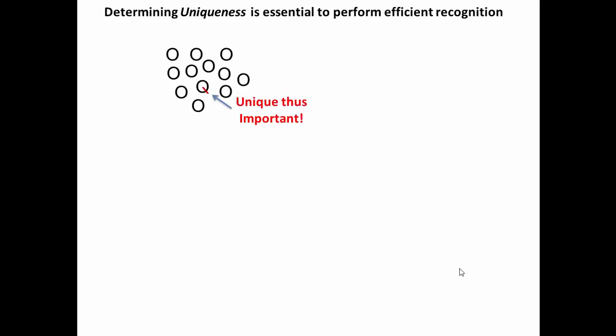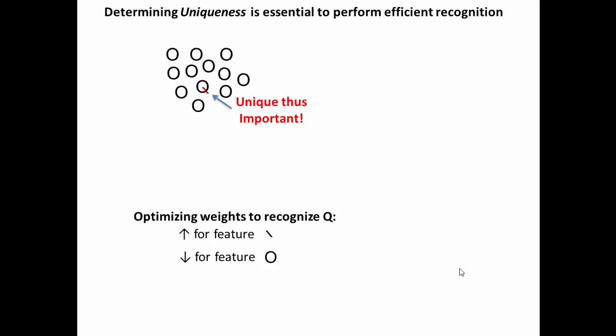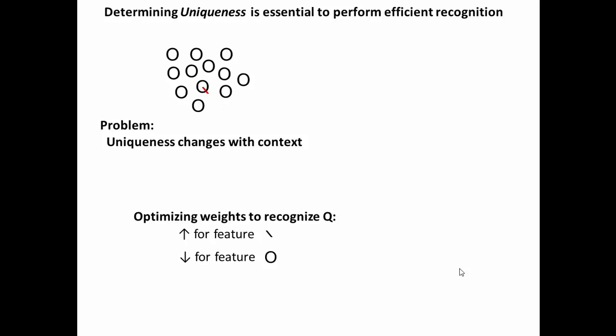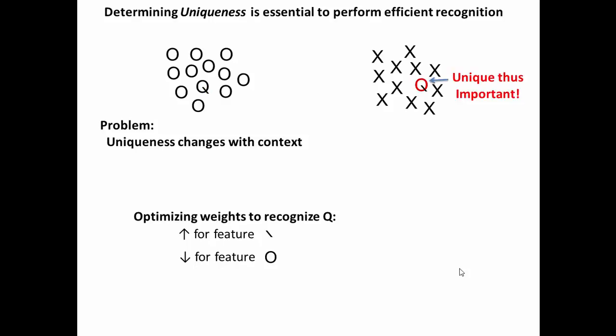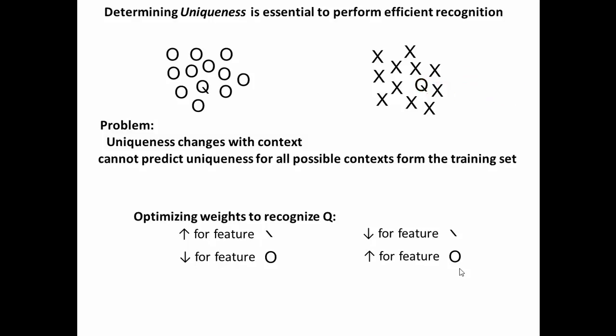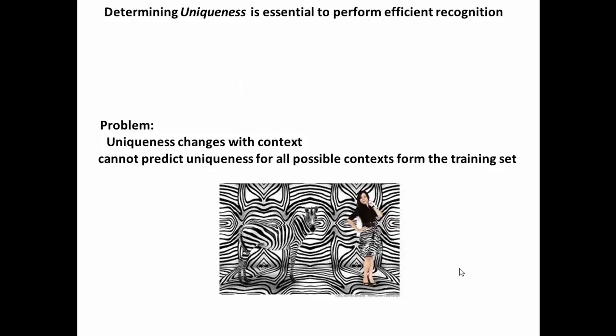For example, the unique feature here is important in order to recognize the pattern. And by optimizing during training, the weights for the unique feature increase and the non-unique features decrease. But the problem is that uniqueness changes with context. In this next training example, the features that are unique change. So then the weights have to optimize accordingly. But the problem is you cannot predict uniqueness for all possible contexts from the training sets. So this method of changing the weights is not really clear.